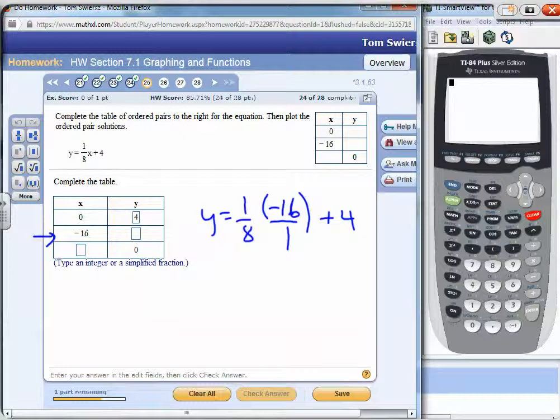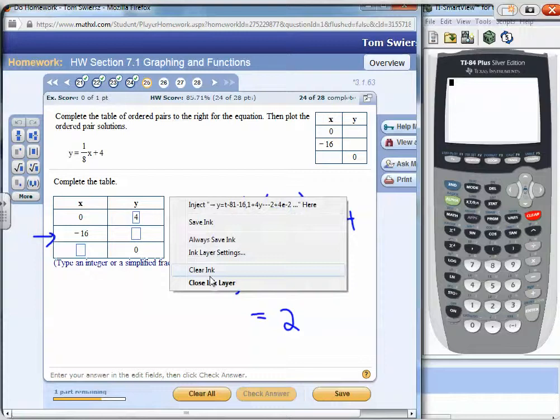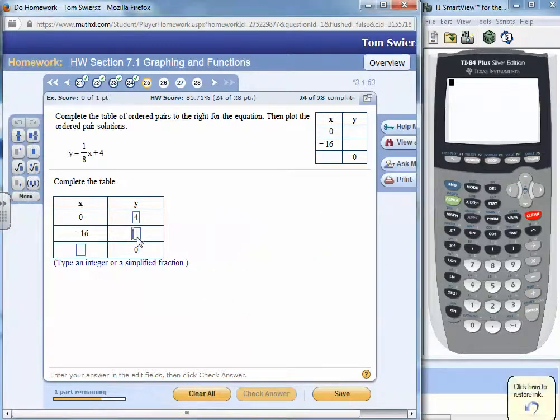Or 8 goes into both. Then you get negative 16 over 8, which is just a negative 2. So negative 2 plus a positive 4. Again, one's negative, one's positive, add them together, and you would get a positive 2, because the larger absolute value is the positive number. So when x is a negative 16, we solved for y, and we got y equals 2.